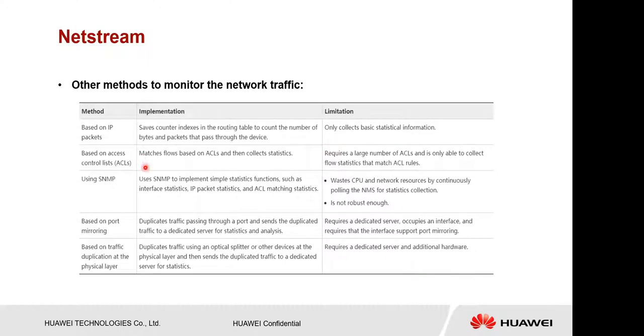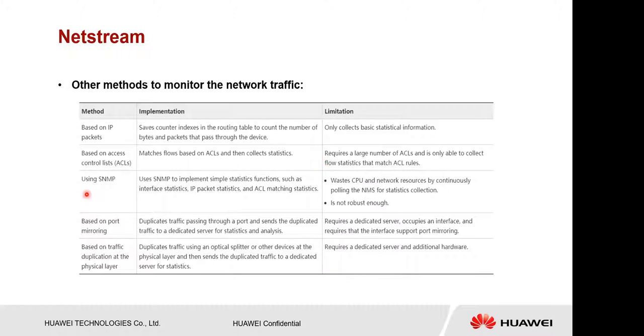We can also use ACL to monitor the network traffic. So we can match the flow based on the ACL and then collect the statistic. However, if we have a very large network, then we will need to configure quite a large number of ACL. And also it's only able to collect flow statistic that match the ACL rules.